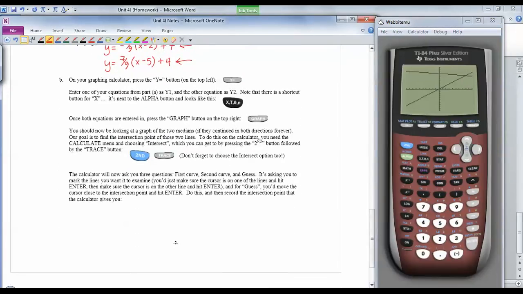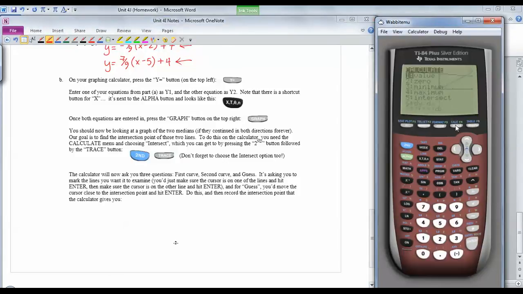So we should now be looking at a graph of the two medians, if they kept going. Our goal is to find the intersection point. So to do this on the calculator, we need something called the calculate menu, which if you notice, it's in blue right here, calc. So in order to get there, because it's in blue, I have to hit the second button first, the blue button, and then this trace button, which is really now the calc button. And then I'm going to choose intersect. So that's option 5. You can either hit 5 or you can just scroll down to it and hit enter.